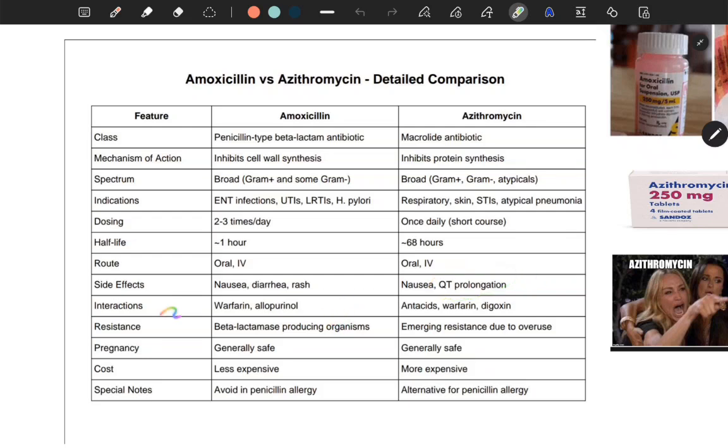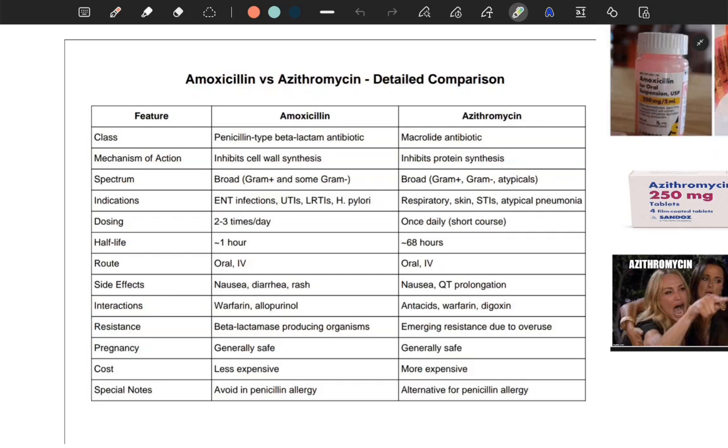It's not very common. It can interact with warfarin and allopurinol. Here it can interact with antacid, warfarin, and digoxin. Resistance to beta lactamase producing organisms: if there are any bacteria which have developed some resistance to beta lactams, it won't work. And azithromycin resistance is seen very recently.